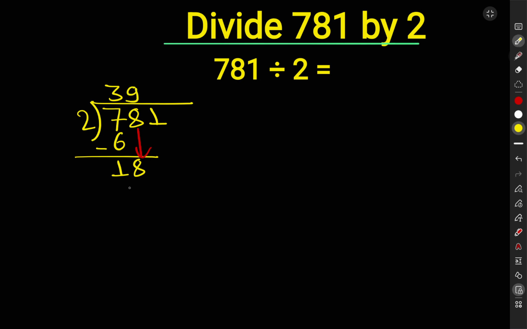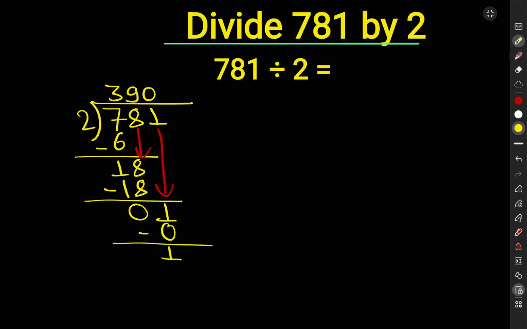So 2 times 9 is 18. On subtracting we get 0. So now we put down this 1 and 2 times 0 means 0. On subtracting we get 1.